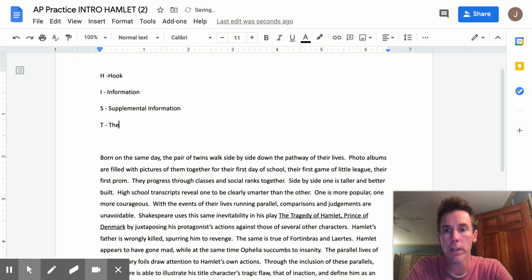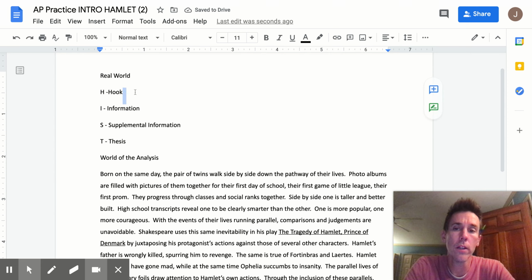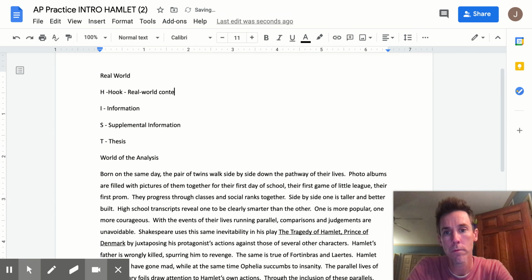An introduction, in theory, meets the person out in the world in which we currently live. You're starting out in the real world, and you're moving into eventually the world of the analysis. And the way you do that is you start with a hook. So the hook is real world context for what it is you're going to analyze. Information on its most basic level is just author and title.